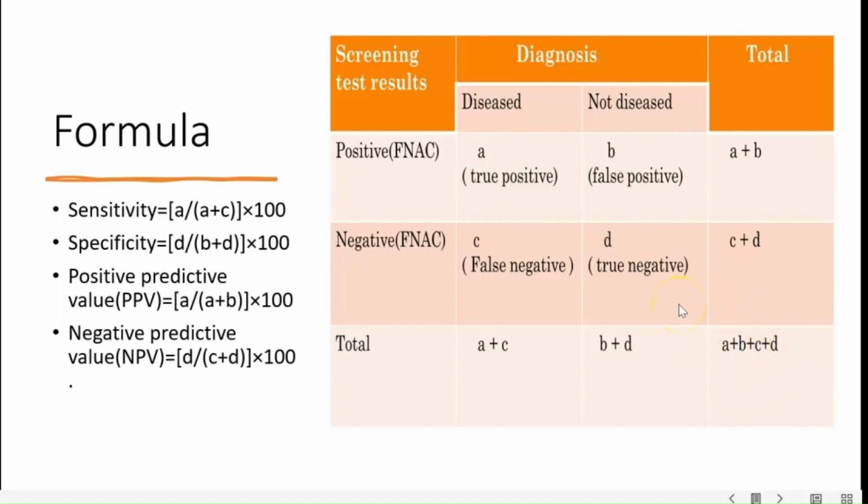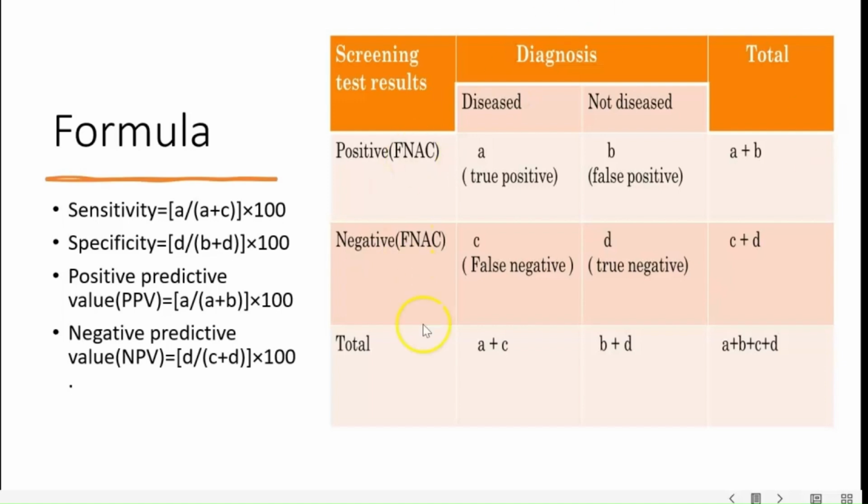So in examinations, sometimes this 2 by 2 table is given to you, and you have to calculate the sensitivity, specificity, positive predictive value of test and negative predictive value of test. Or sometimes a case-based scenario is given, and then you have to make a 2 by 2 table by yourself. So what are the steps to make a 2 by 2 table?